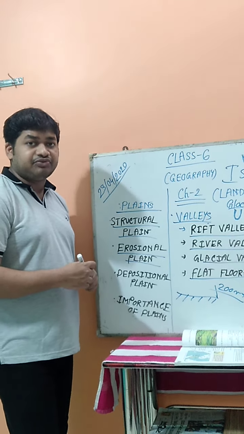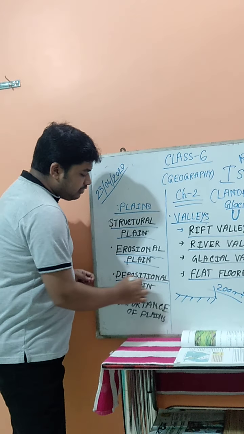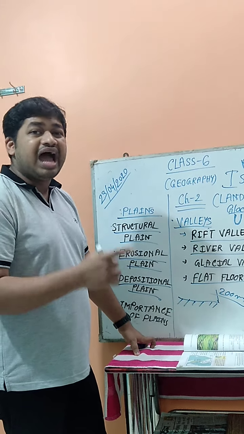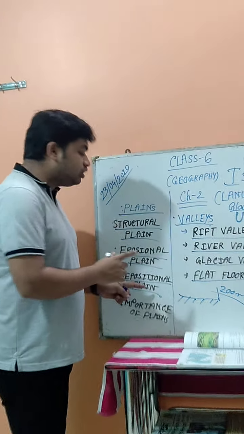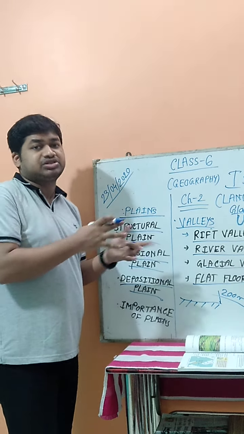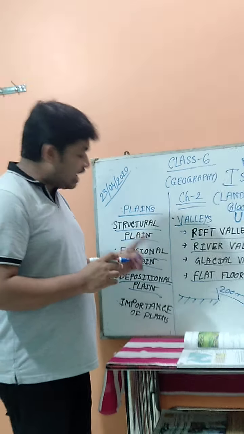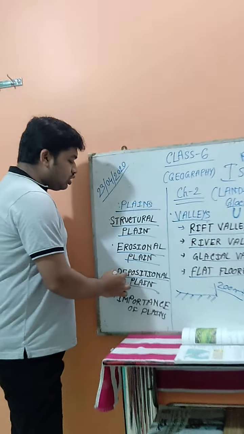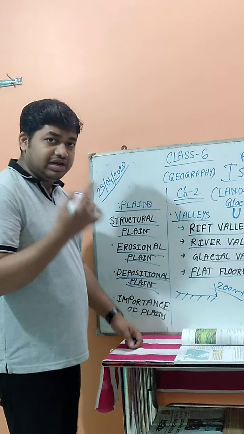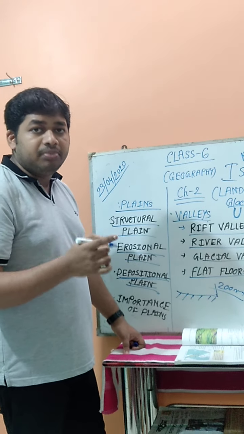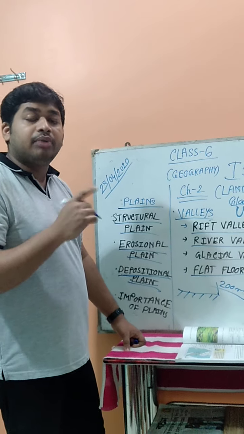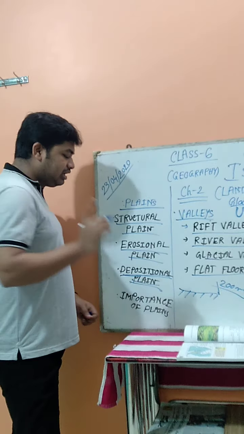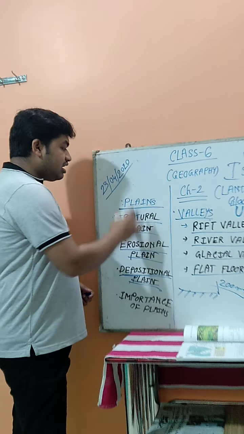You can understand the depositional plain from the name: this plain area is formed by the depositional process of the wind, river and glacier. When they deposit a large amount of substance, such as sand, silt, alluvium and soil, only then is this type of plain area formed. That is why this plain is known as the depositional plain. Again I repeat, plain areas formed due to the depositional process of wind, air and water are known as depositional plain. Now these are the three different types of plain.